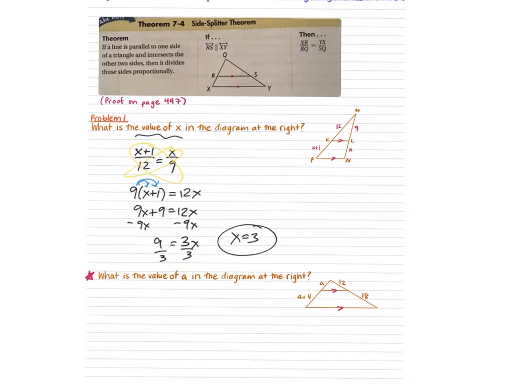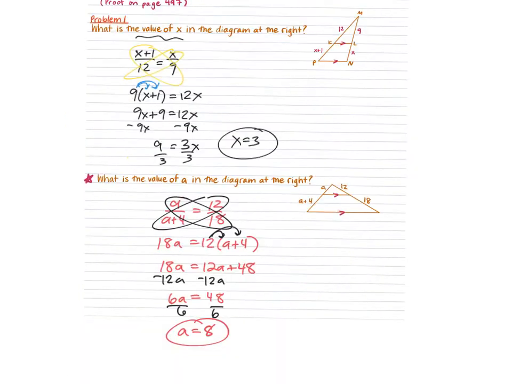Okay, so try this one on your own. Press pause and then check back for the solution. Here I set it up, this over this equals this over this. When you cross multiply, you get a equals 8.